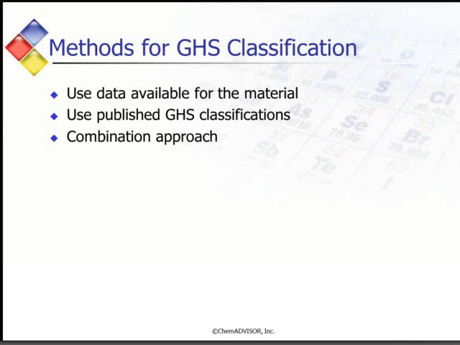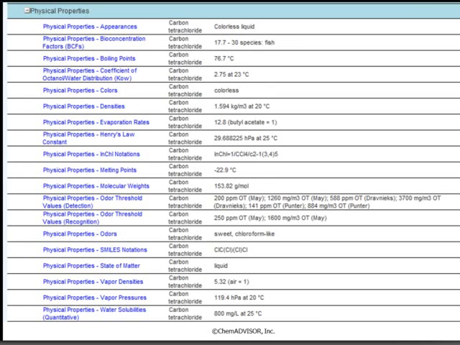So to begin looking at our physical properties, here are the results of our query for carbon tetrachloride. Just starting at the top here, we have a bioconcentration factor, which would support our ability to classify for environmental endpoints, density, evaporation rate, Henry's law constant, the state of matter, then the vapor density, vapor pressure, and solubility, which again helps support classification.